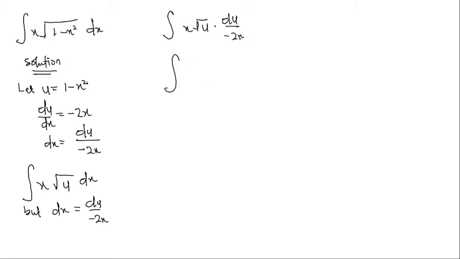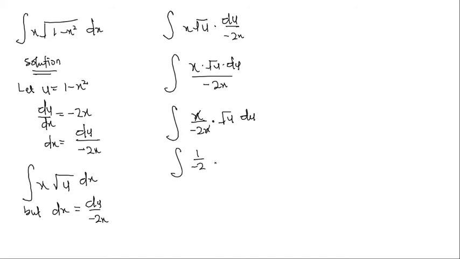It means I can bring the negative 2 under this. I can rewrite everything here as x multiplied by root u multiplied by du, all over negative 2x. And I can write this as x over negative 2x multiplied by root u du. This is still the same as this. So from here I can see that the x will cancel. I'm left with 1 over negative 2, and that becomes a constant. So I have the integral of 1 over negative 2 multiplied by the root of u du.